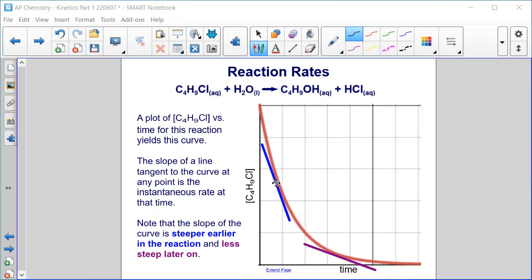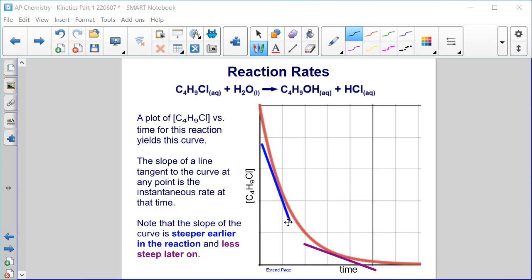Okay, so what we've done in this slide is we've plotted that data from the previous slides, that experimental data with concentration of C4H9Cl on the y-axis versus time on the x-axis. And it yields this curve that you see in this reddish-orange color. The slope of a line tangent to the curve at any point is the instantaneous rate of the reaction at that time. I've drawn two lines tangent to this curve. Tangent to the curve just means touching the curve at any one point.